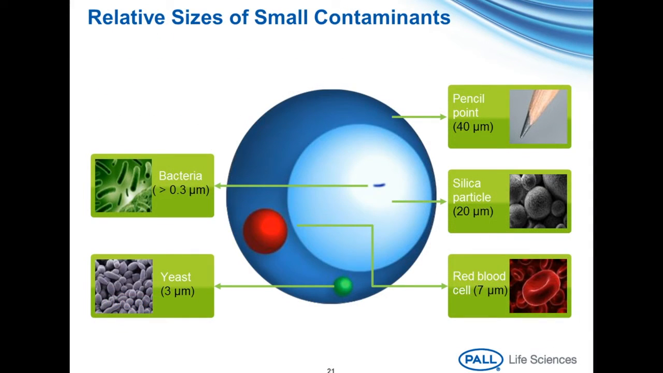What does Supor EKV remove? Well, it'll remove contaminants and provide control. This allows for a consistent feed stream for Fluoridine EX-EDF. I have some relative sizes of small contaminants on this screen. Removing contaminants with a pre-filter is a critical step to ensure the consistency of filtration result.